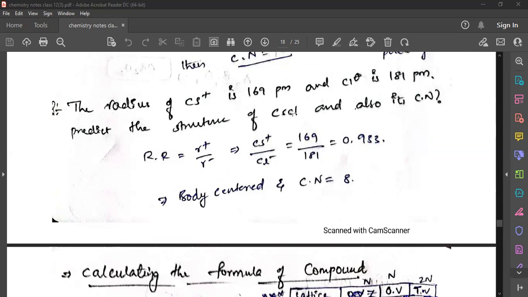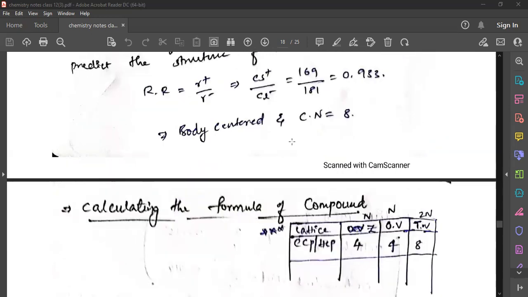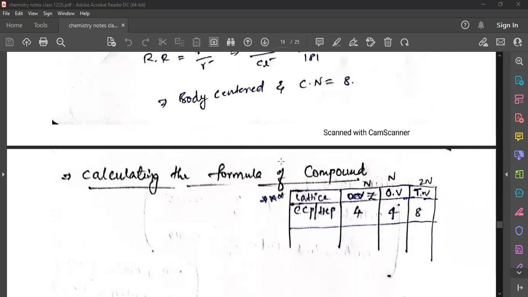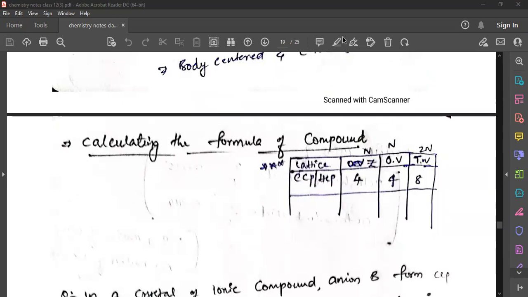So next you'll study about calculating the formulas of the given compound. It is very important. So how to calculate the formulas and all. So in the tabular column, we have given one thing right here. If you take the FCC structure, okay, I'll write it here. If you take FCC structure, how many number of atoms will be there in the FCC? If you take FCC type of structure, how many atoms will be there? 4. 4. Then how many tetrahedral voids will be there? Sorry, how many octahedral voids will be there?